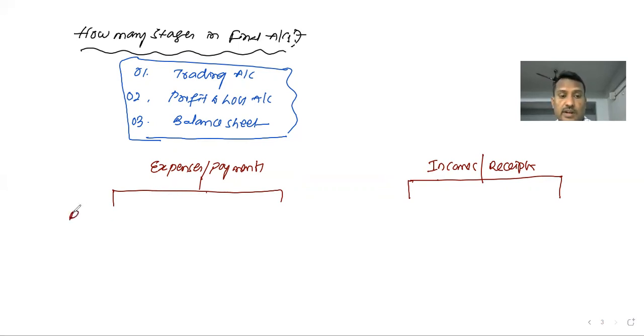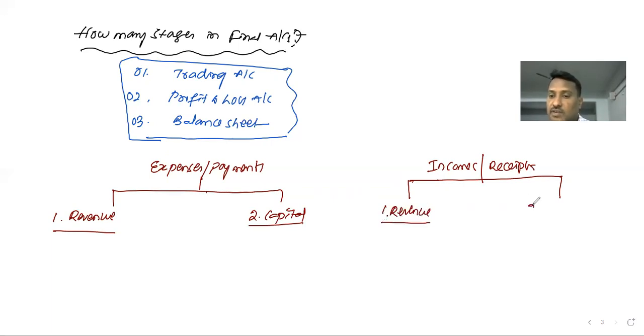Let's see what the expenses are. The expenses are divided here into 2 types: one is revenue expenses, second one is capital expenses. Incomes are also divided here: one, revenue; second one, capital. So, what is the meaning of revenue expenses and capital expenses, as well as revenue and capital incomes? Let me explain. Listen, it is very simple.